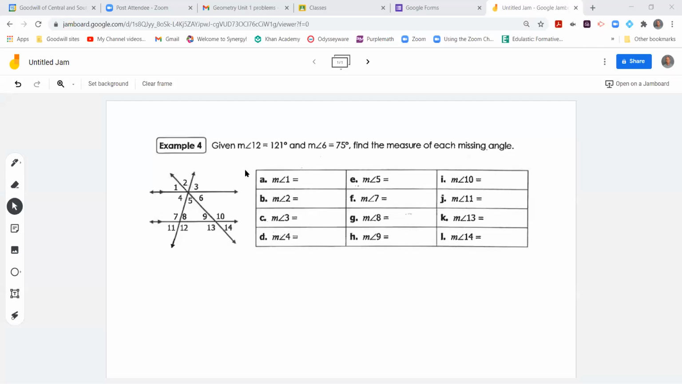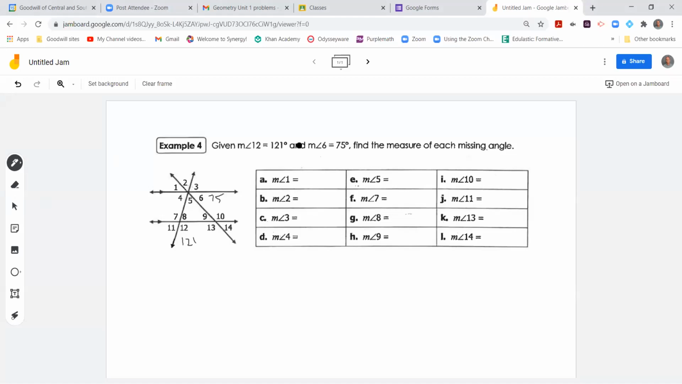What am I going to do first? I'm going to label these darn things. Angle 12 is 121. Angle 6 is 75. So I'm going to do the easy ones first.